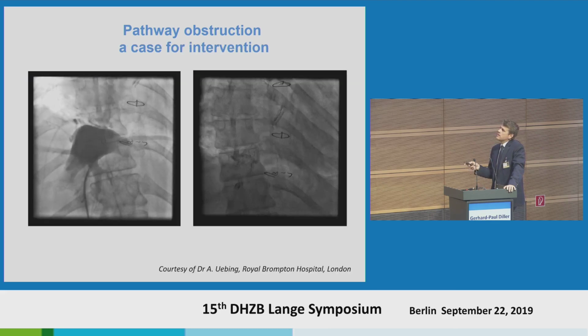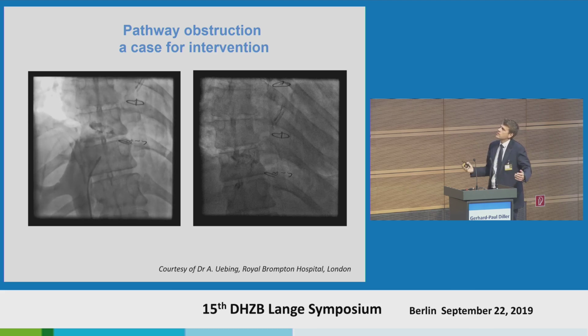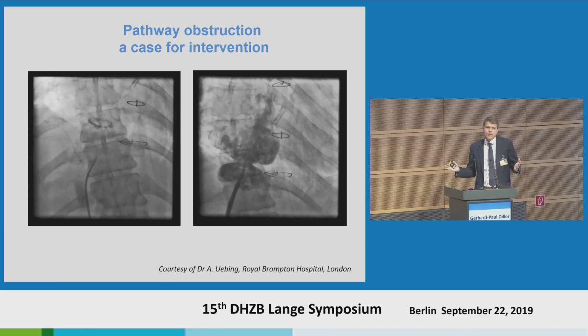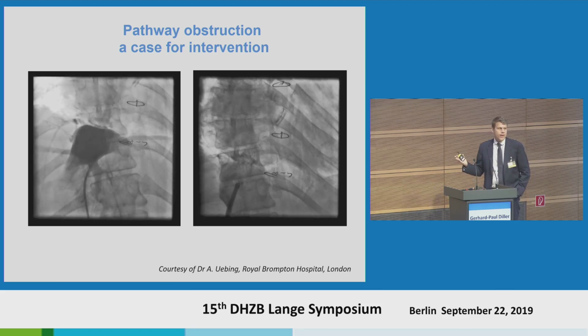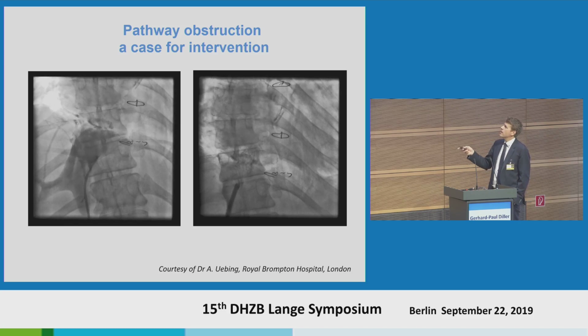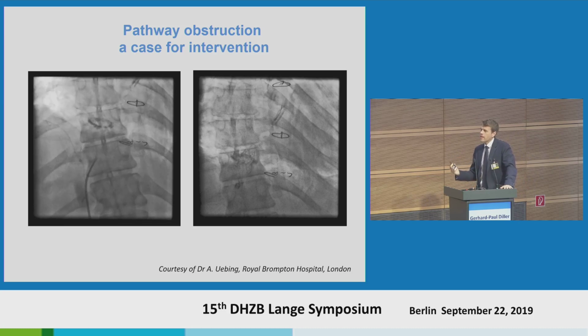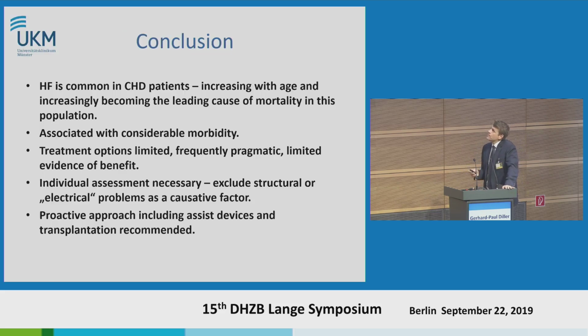As you can see here, the obstruction in the pathway of this Fontan, and of course this patient was very much in trouble. And I think everybody in the room would accept that it doesn't help this patient much to throw ACE inhibitors at him. You have to deal with the structural problem first, and then as a second step, you of course can think about heart failure medication. So I think this is just to underline this important issue.